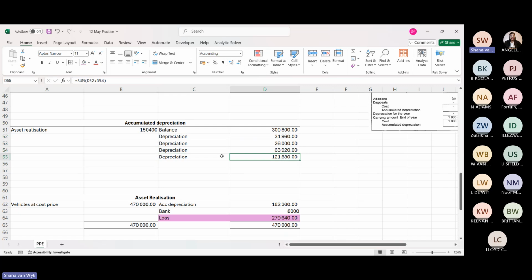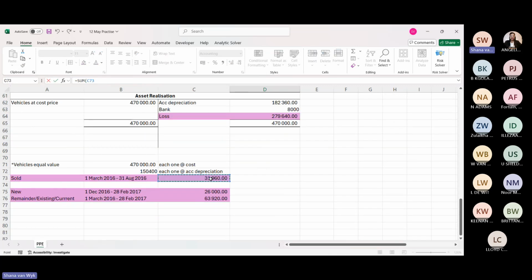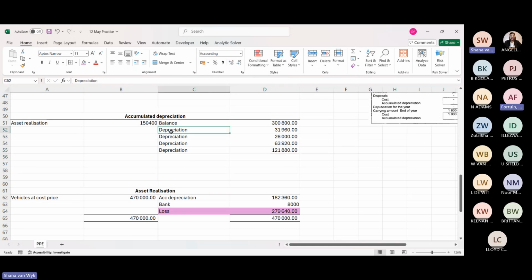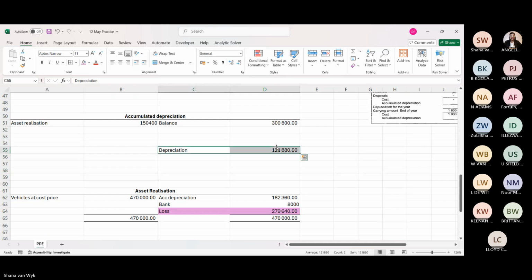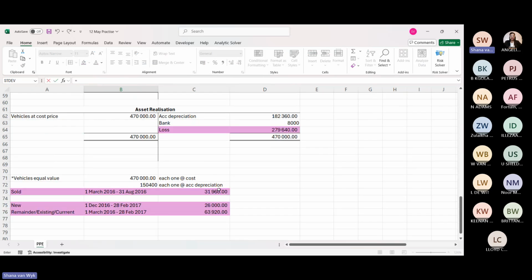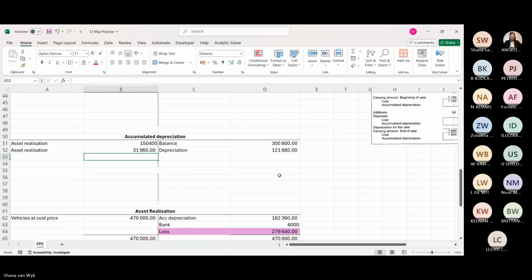Wait, let me just say it is this one, this one, and this one. Then I think your accumulated depreciation somewhere is still something missing. Okay, let's just check. We must take out asset. We must take out this one.